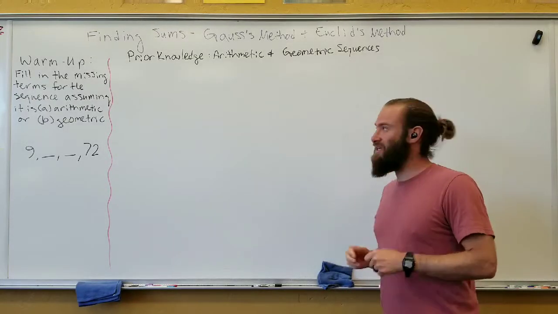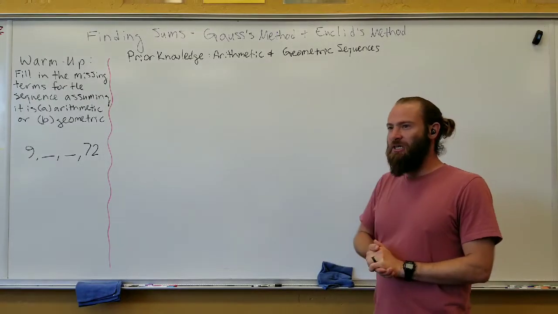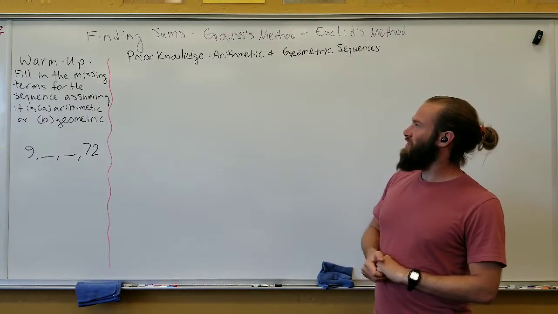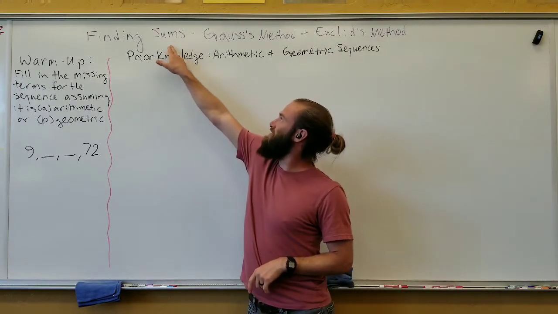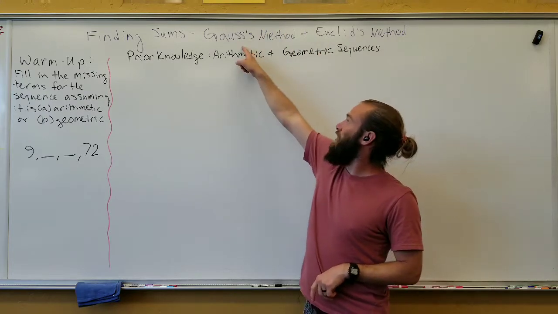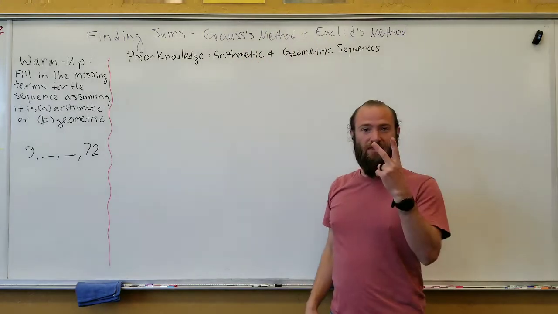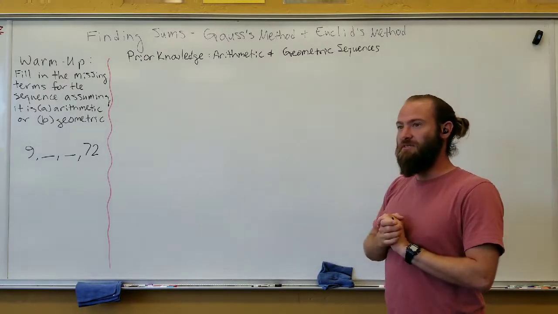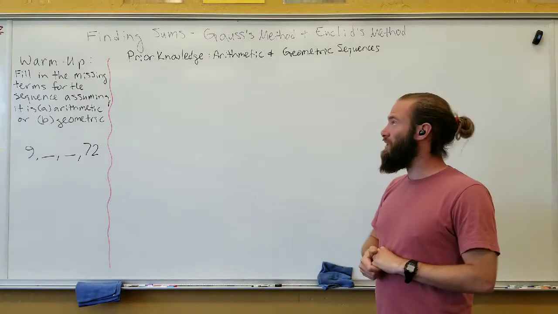Okay, let's move into our next lesson here. So the first regular lesson that we're going to move into in our next unit here is on finding sums. We're going to learn about two well-known mathematicians, Gauss and Euclid, and there are two methods that are attributed to them for finding sums of the terms in a sequence.